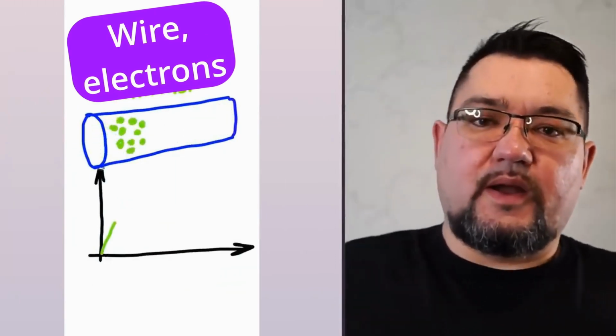Electrons do not rush around wildly. They move a short distance when alternating current is present. Only the electromagnetic field moves quickly along the wires. So, if we apply alternating current to the capacitor, it will be the same as in pipes with water.